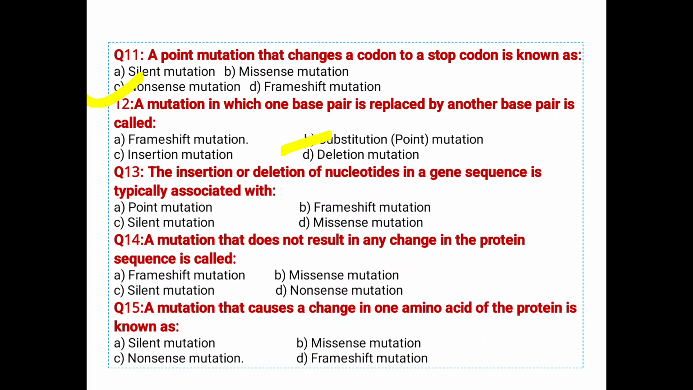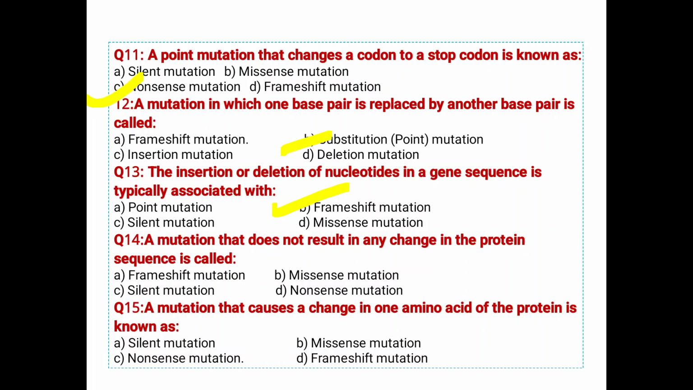Next, question 13. The insertion or deletion of nucleotides in a gene sequence is typically associated with: option A, point mutation; B, frame shift mutation; C, silent mutation; and D, missense mutation. So frame shift mutation is the correct answer, B.